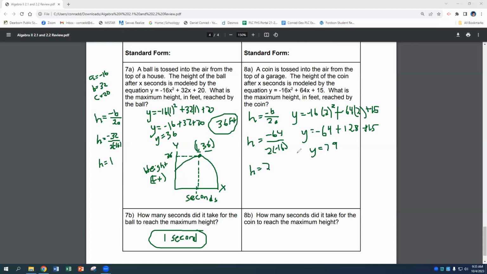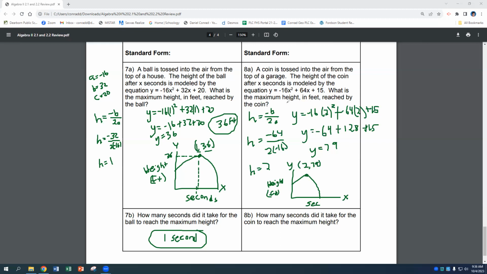Okay, so if I were to graph this, we have seconds on the bottom. This is my x. And then we have height in feet as my y. It's going to look something like this because it's going to go up and then come down, right? Starts at the top of the garage and then it's going to come down. So right here is my vertex, which is 2 comma 79.